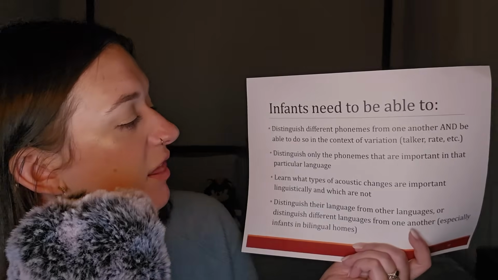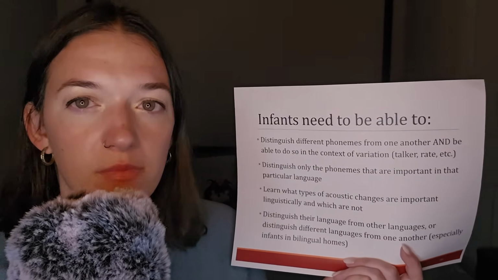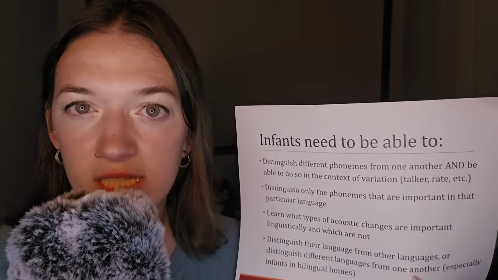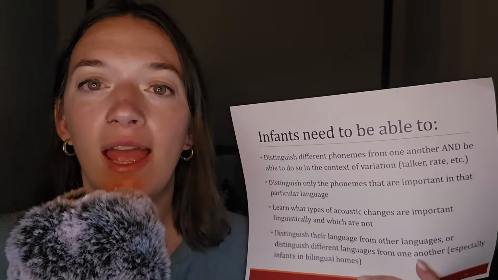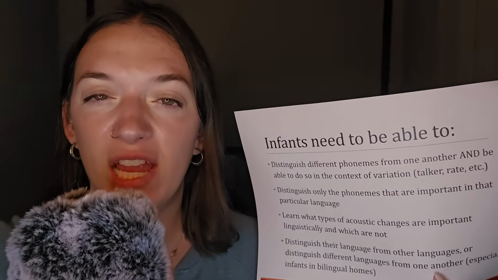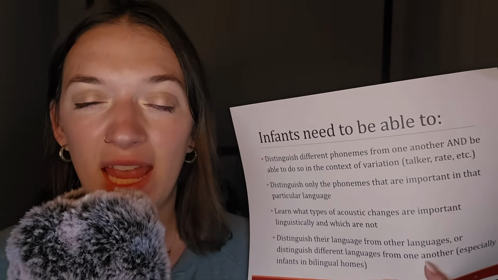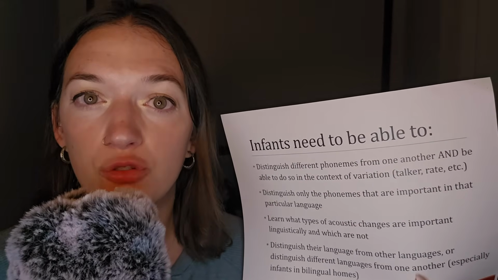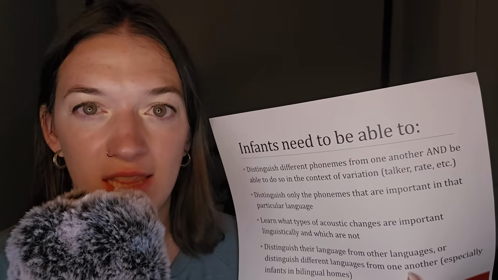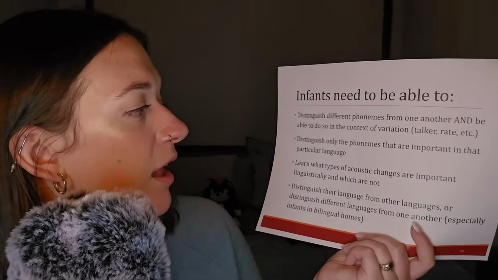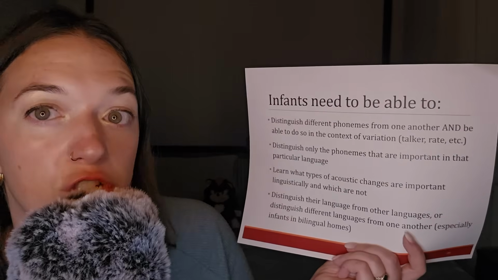Number two, they distinguish only the phonemes that are important in a particular language. So there is some evidence, or some studies have been done, showing that children are born able to distinguish between a very, very large number of possible speech sounds. But by the age of 6 months old, children lose the ability to distinguish speech sounds that are not in their native language. They have to learn what types of acoustic changes are important linguistically and which are not.